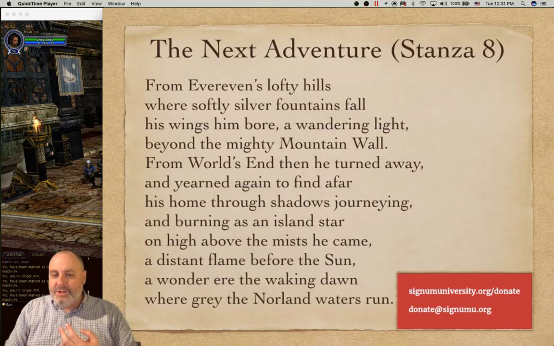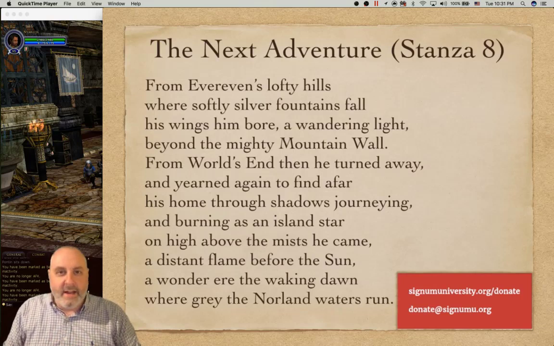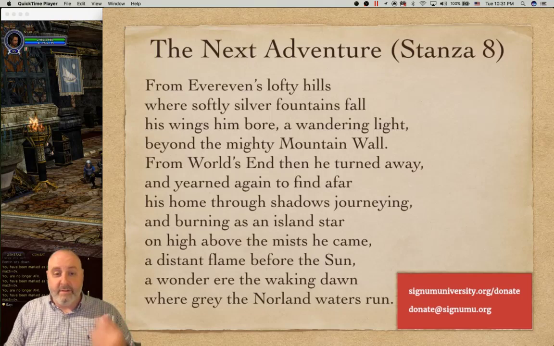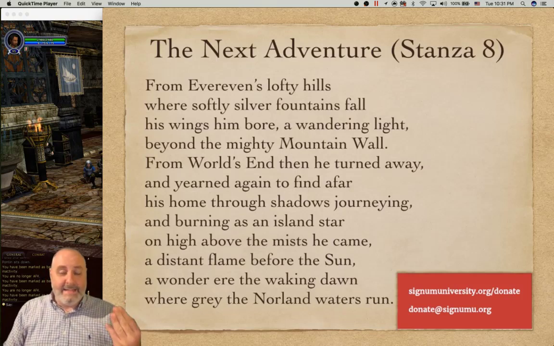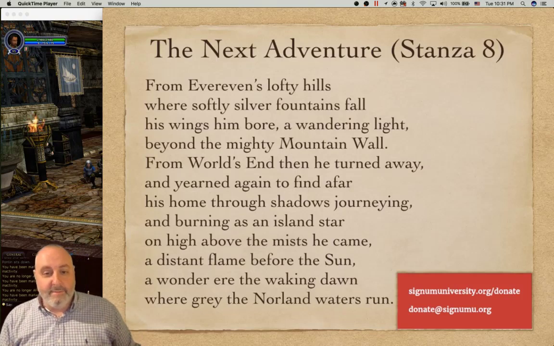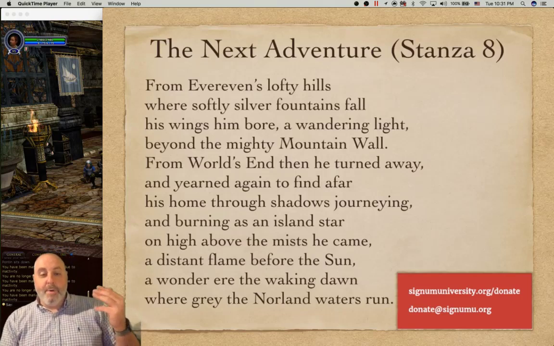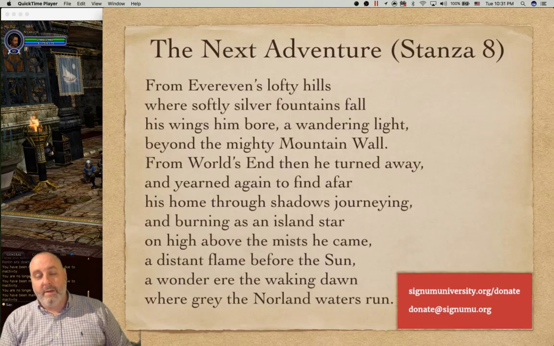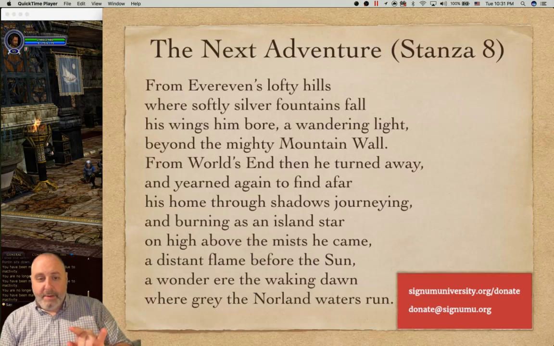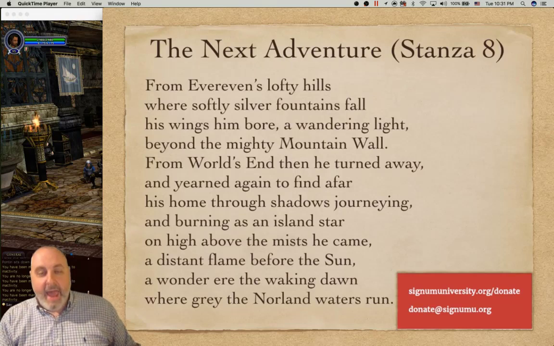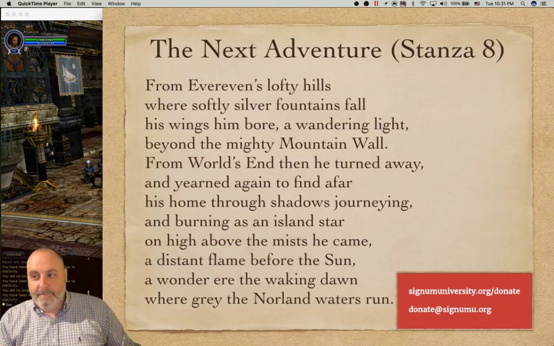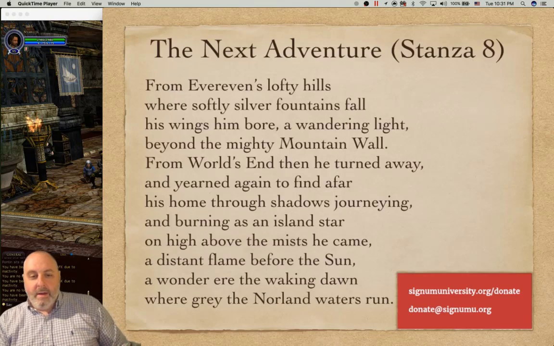And burning as an island star, no, that's not a verb either, right? First of all, notice the lack of parallelism. He turned and he yearned, two past tense verbs. Those are parallel. Burning, it's not parallel, so either Tolkien screwed it up or that's not a main verb. Spoiler, it's not a main verb. Burning as an island star is another adverbial phrase, another participial phrase. Burning as an island star on high above the mists he came. He came, right? That's our main verb again. On high above the mists he came, a distant flame before the sun.